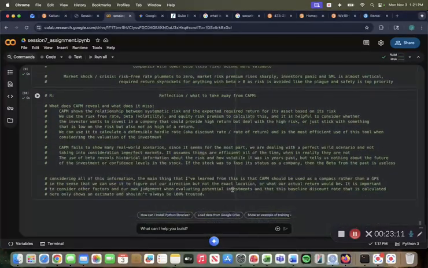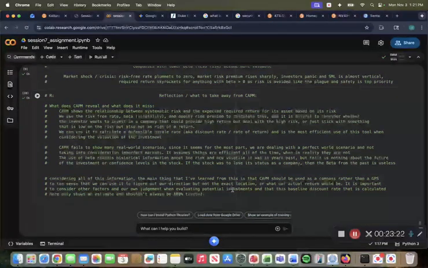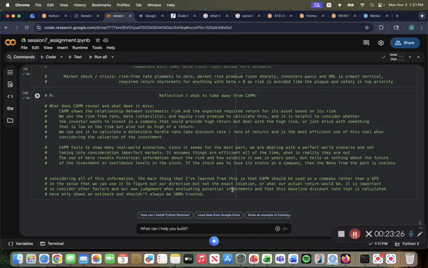And then for the last part of this, moving on to the reflection stage, the last R stage, what we take away from CAPM. So what does CAPM reveal? What does it miss? CAPM shows a relationship between systematic risk and the expected required return for assets based on risk. And we use the risk-free rate, beta, and the equity risk premium to calculate this.